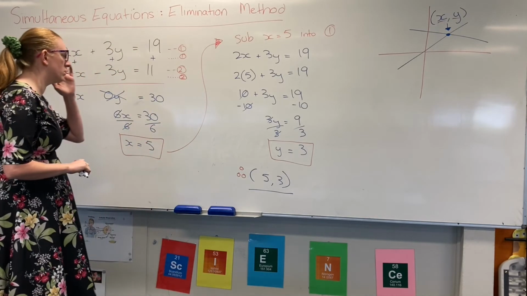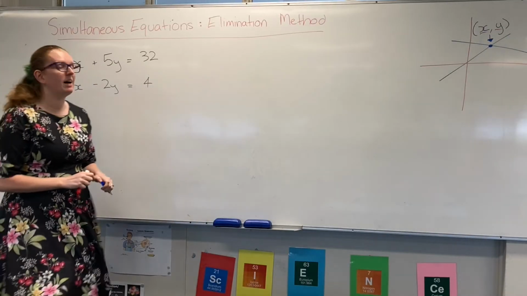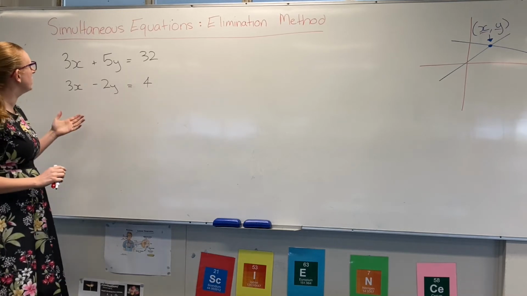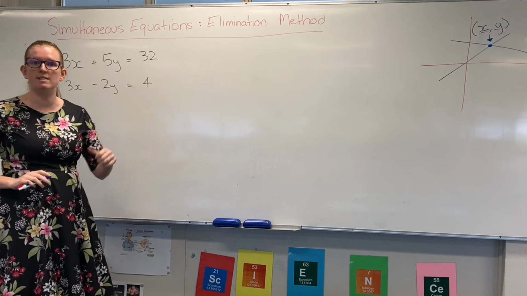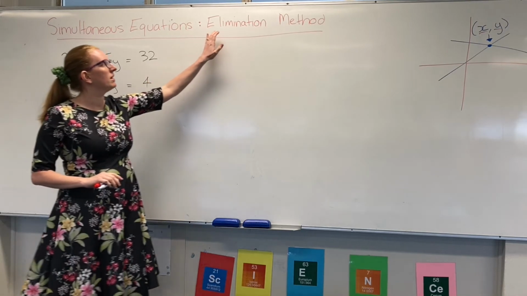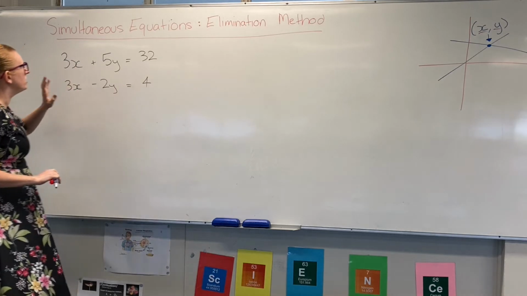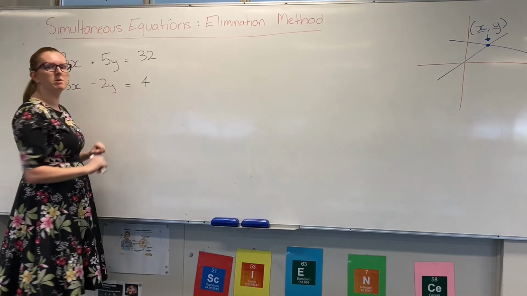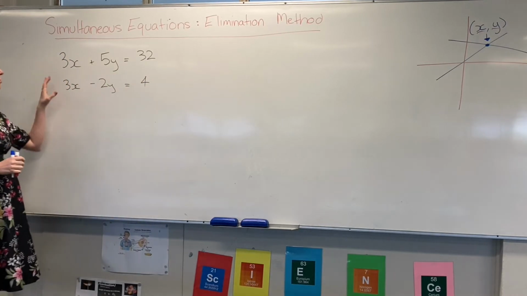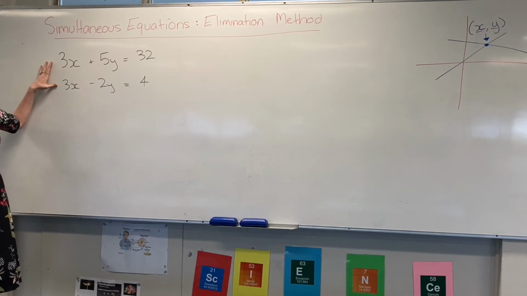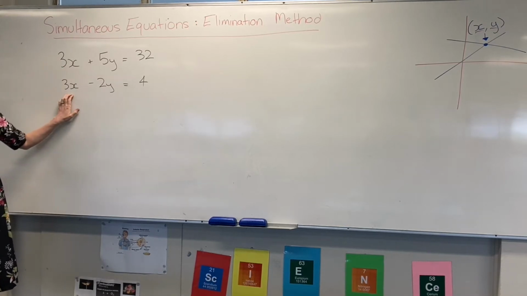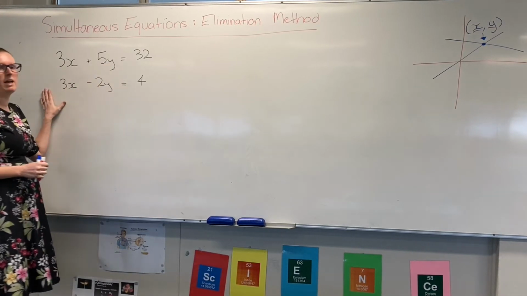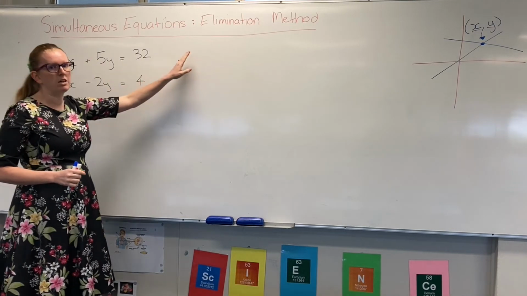Let's do one more of those. So here I've got another set of simultaneous equations that I need to solve to find a set of coordinates x and y. Again I'm going to be using the elimination method. I know I'm going to be using that method because if I have a look at each of my components in my two simultaneous equations, I can see that one of them is matching. My x's match, because I've got a 3x and I've got a 3x. My y's don't match because one's a 5 and one's a minus 2. So it's my x's that match, so I can do the elimination method.